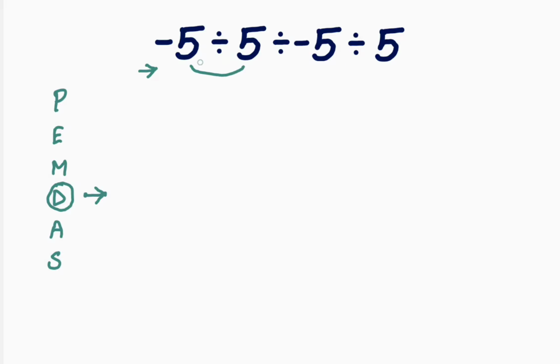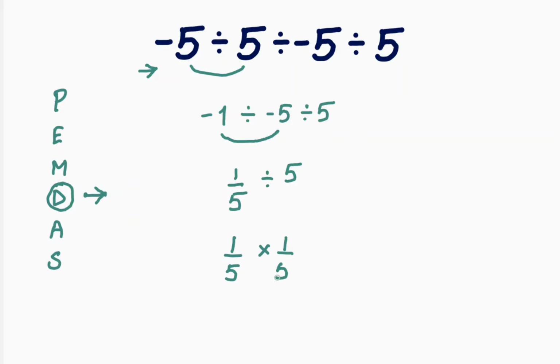So minus 5 division 5 is minus 1. Minus 1 division minus 5, 1 by 5. So write this as 1 by 5 into 1 by 5, which is 1 by 25.